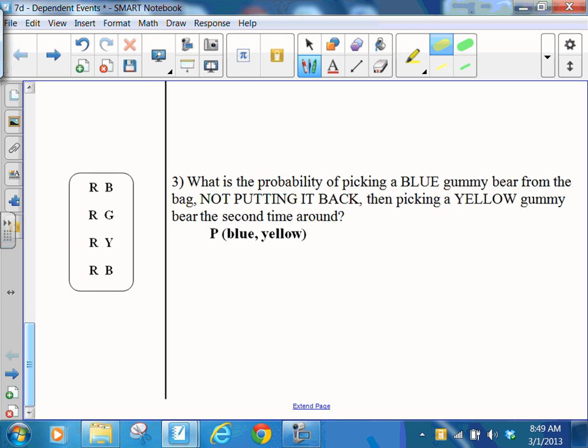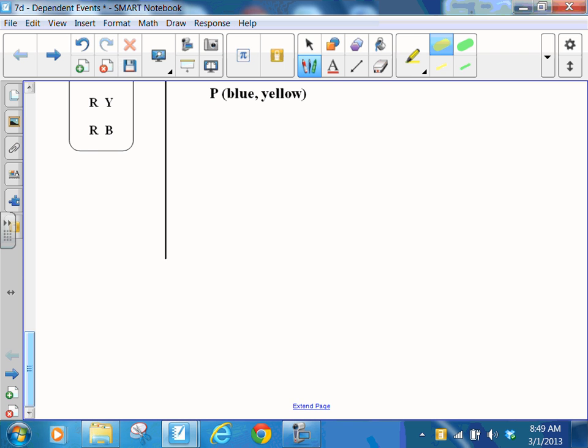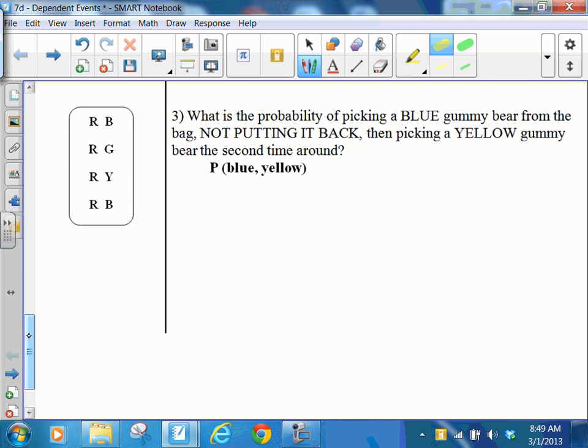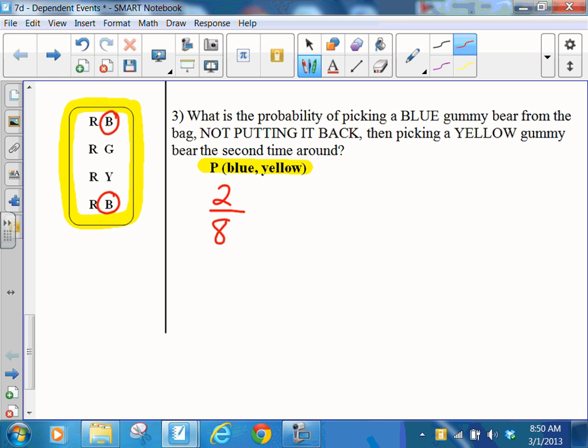What is the probability of picking a blue gummy bear from the bag, not putting it back, then picking a yellow gummy bear the second time around? So we have the probability of blue, then yellow, and we're going to use this sample set. Well, the probability of blue is 1, 2 out of 8 total, times the probability of yellow, which is 1 out of 8 total.